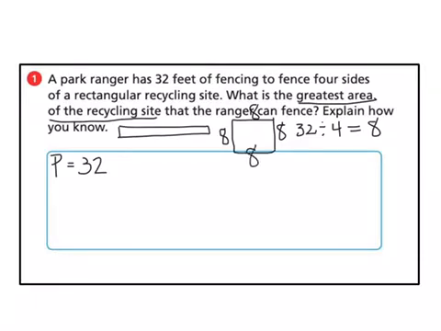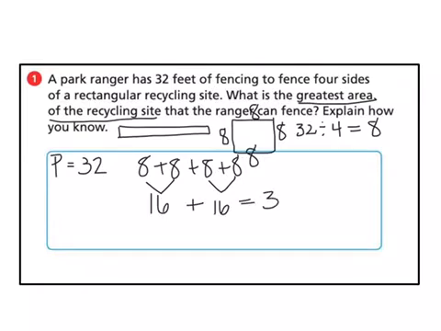And let's make sure that's right. Let's say 8 plus 8 plus 8 plus 8. Well, 8 plus 8 is 16. 8 plus 8 is 16. And if you add up those 16s, that equals 32. So now we know that this is, in fact, the correct shape and the correct area for the recycling site.